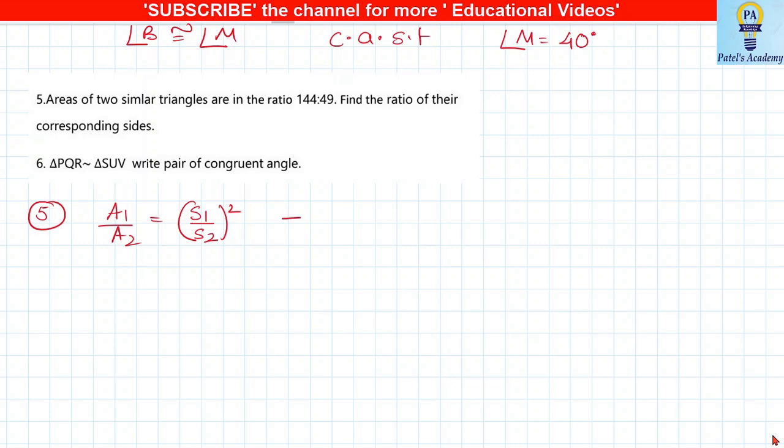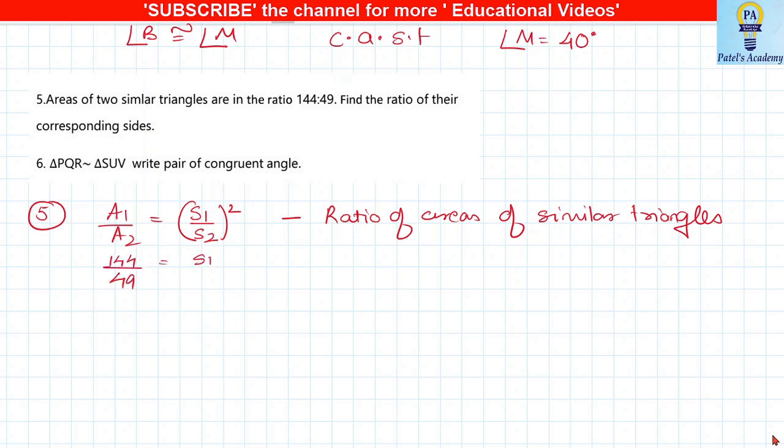Okay, the reason is the ratio of areas of similar triangles. Okay, and they have given 144 upon 49 is equal to (S1 upon S2) whole square. And now if I take square root, I get S1 upon S2 as 12 upon 7. The reason will be taking square root. Okay, so 12 upon 7. Let's see the sixth one.